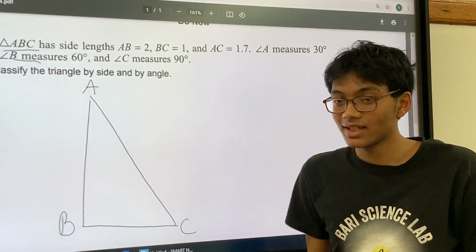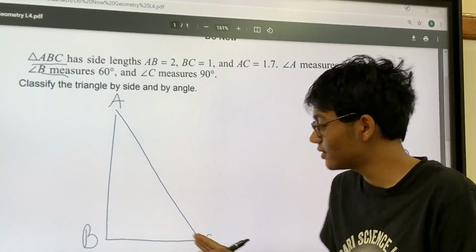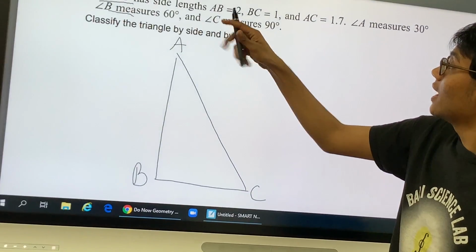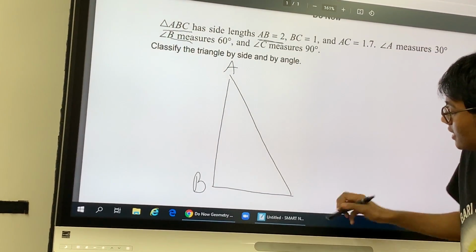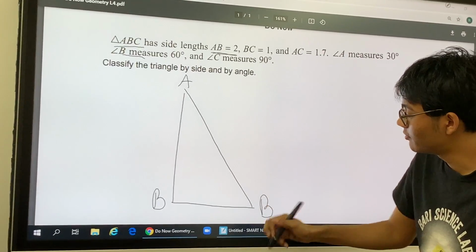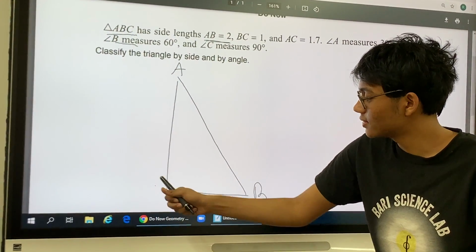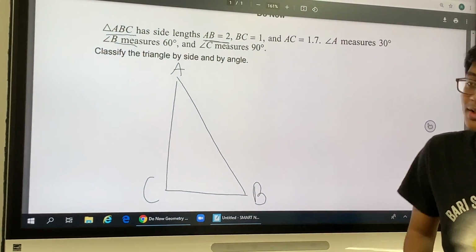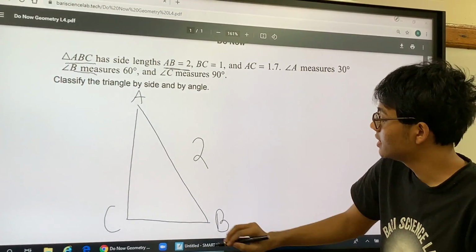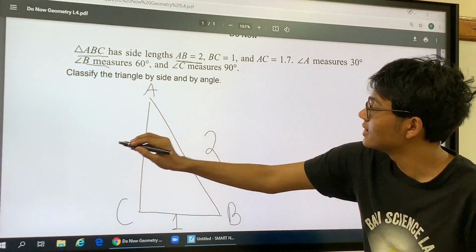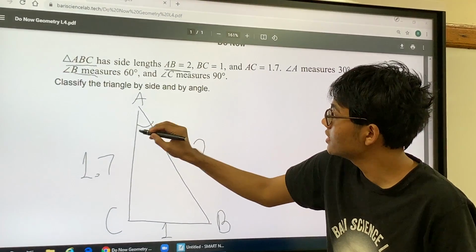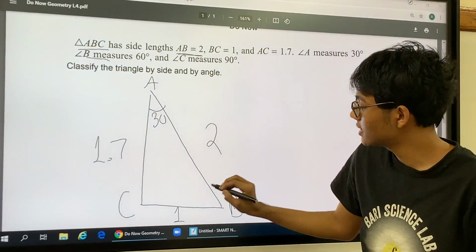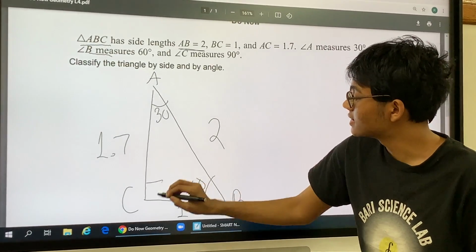Now here's one mistake you'll probably make. You put B here and you put C here. But remember, AB is 2, that's your biggest side. So B has to be your hypotenuse. So we have to put B here and put C here. So that's a common mistake students make. So AB is 2, BC is 1, and AC is 1.7. Now angle A measures 30 degrees, angle B measures 60 degrees, and angle C is 90 degrees.